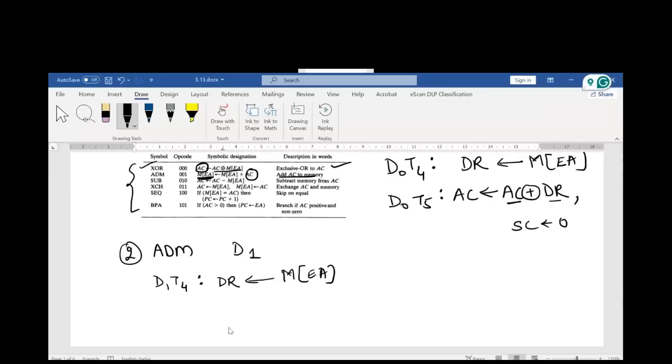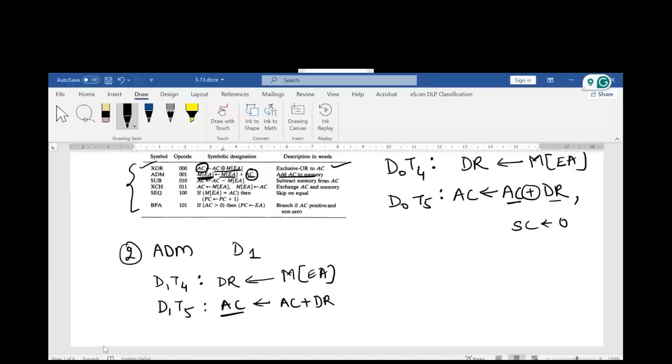Add AC to memory. First of all, we brought the memory operand to DR, because I cannot carry out addition directly with memory. Now, in the next step, D1, T5, I need to perform AC equals AC plus DR. What is DR? DR is M of EA. So I need to perform this step, M of EA plus AC. But when I perform this step, the old value of AC would be lost.